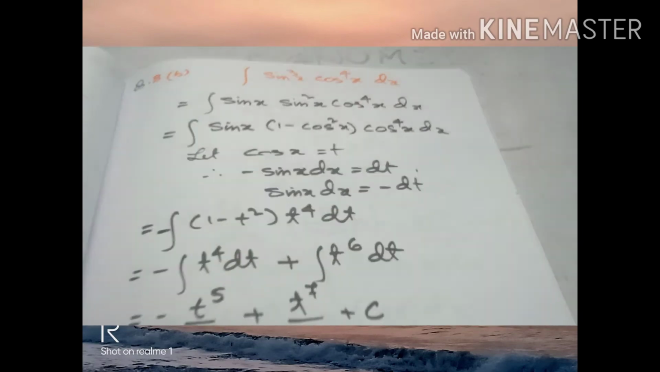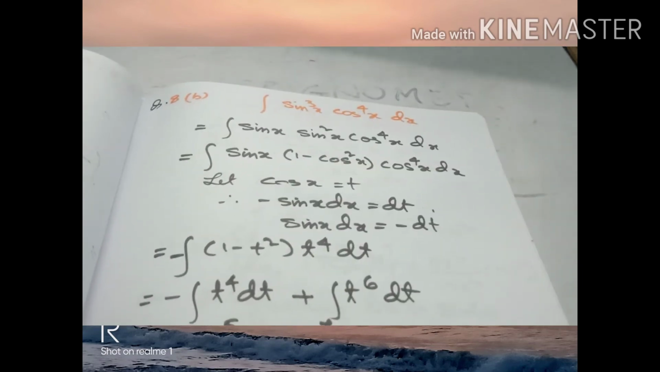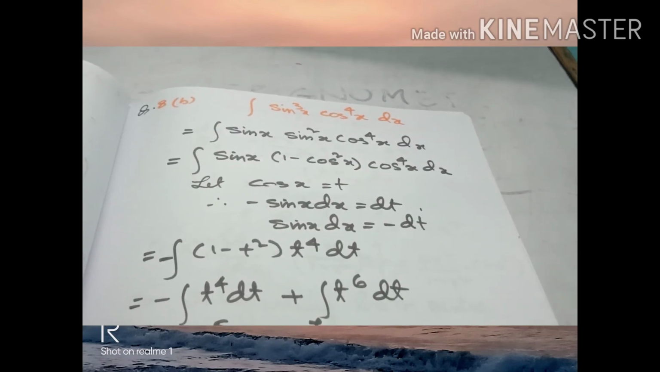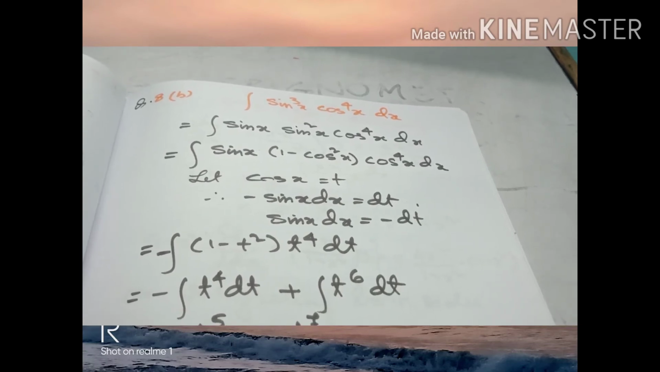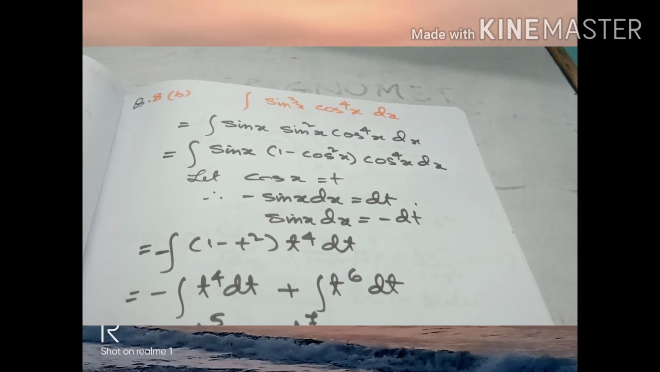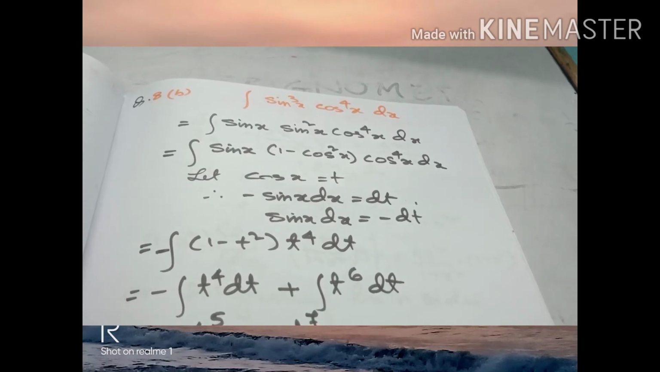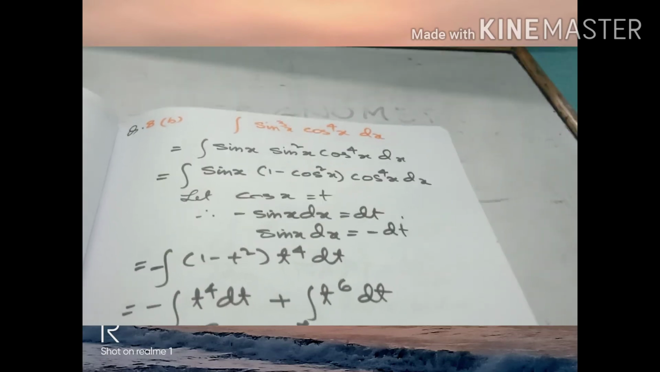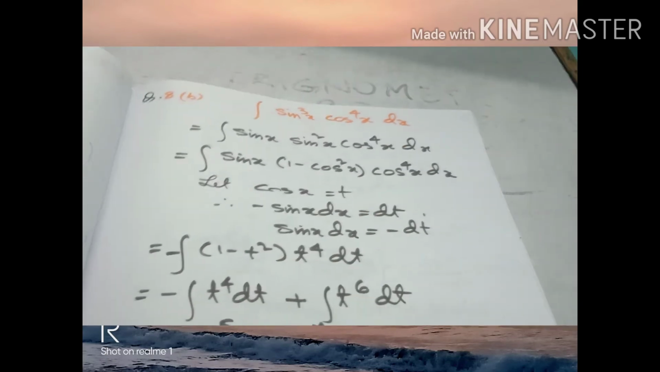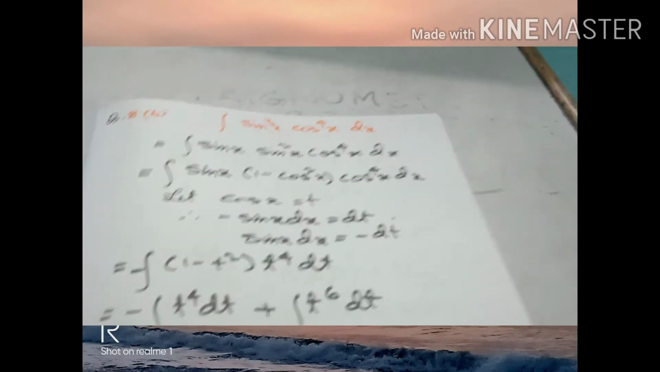Question number 8b is also a question of integration. Now sin cube x is written as sin x into sin square x. Sin square x is 1 minus cos square x. Now substituting cos x is equal to t, the derivative of cos x is minus sin x dx. So we get sin x dx as minus dt.